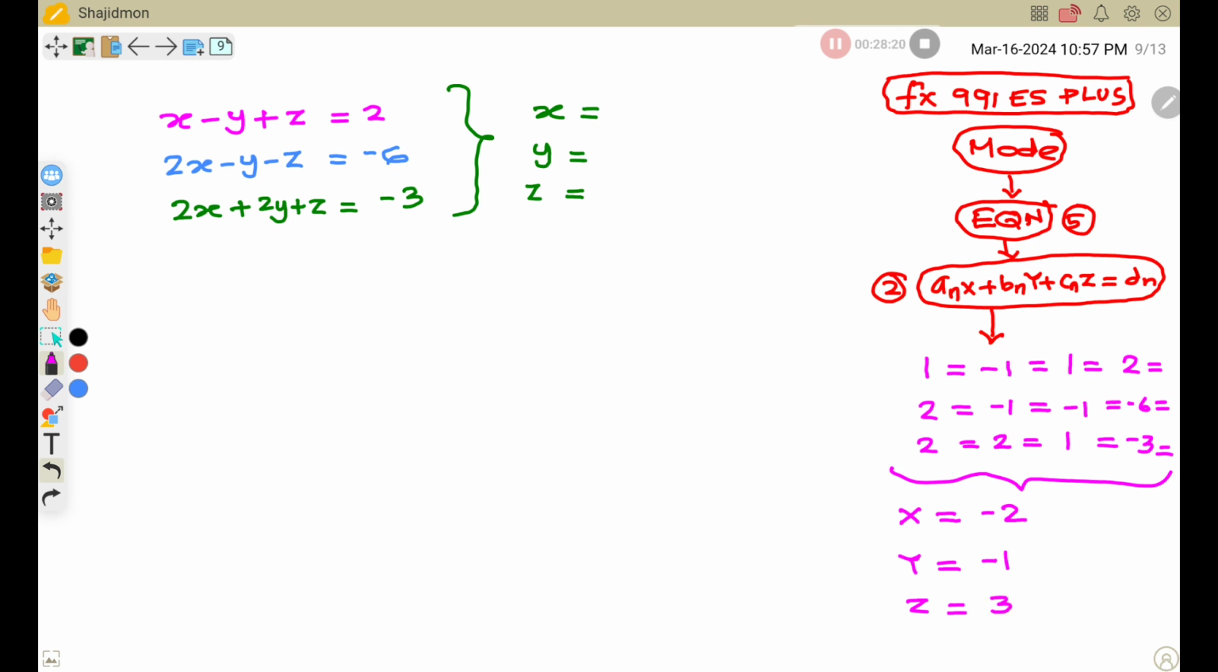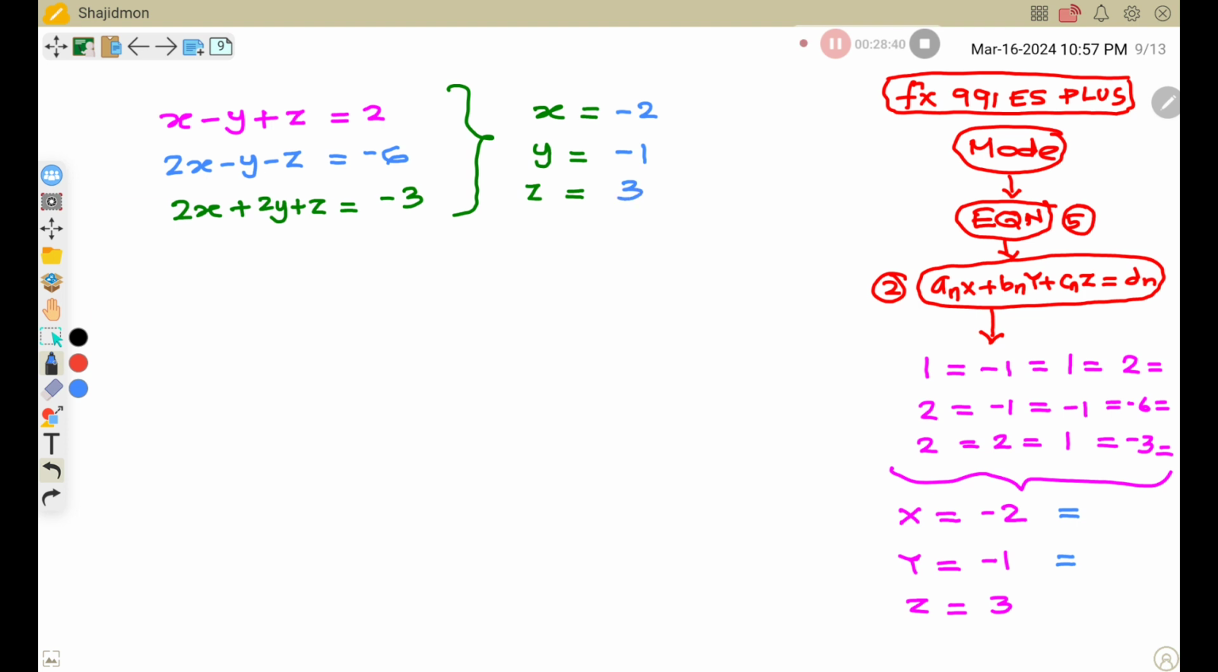Z equal to 3. Okay, if you want the next number, once you get the x number, press equal, then the y will come, press equal, it will go to the third number. So we got the scalar values: x equal to minus 2, y equal to minus 1 and z equal to 3, correct?